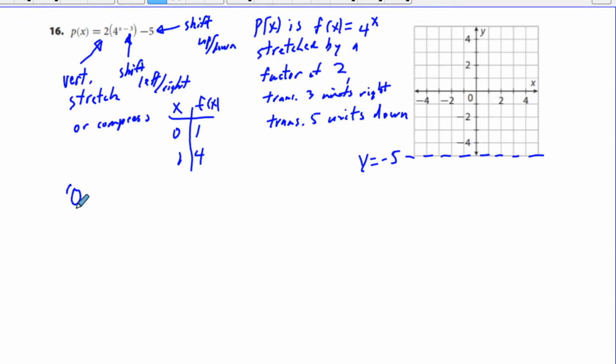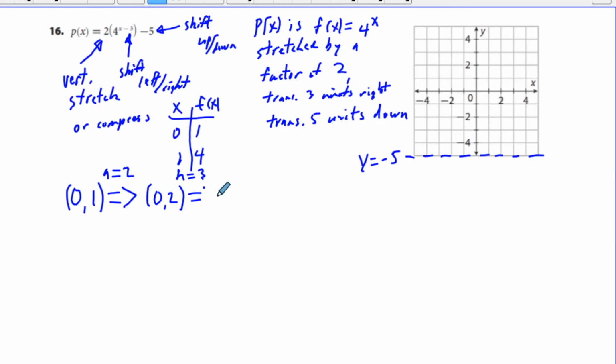So we have 0, 1, and the first thing we're going to have is for a is equal to 2, which is our stretch. So what do we do when we multiply this by 2? We're going to get 0, 2. Okay, the next thing we're going to do is take this h value of -3, because h equals -3, so I'll put h is equal to 3.